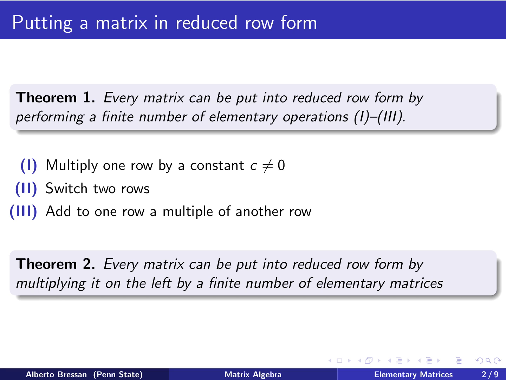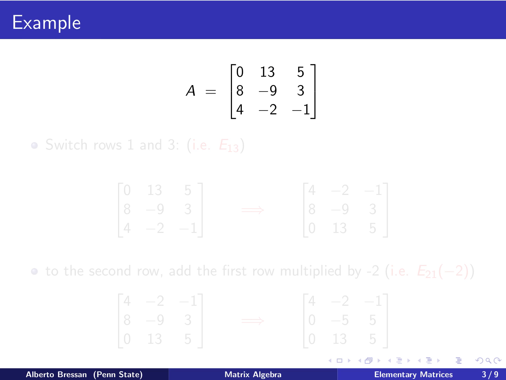So this observation immediately transforms theorem 1 into the following theorem 2, where we replace performing operations with multiplying by an elementary matrix. Here is the theorem: every matrix can be put into reduced row form by multiplying it on the left by a finite number of elementary matrices. Basically it is the same thing as theorem 1. Let's just take an example to see what we do.